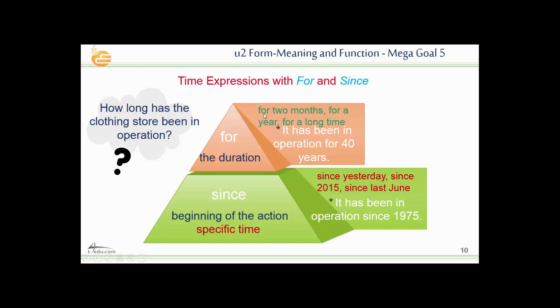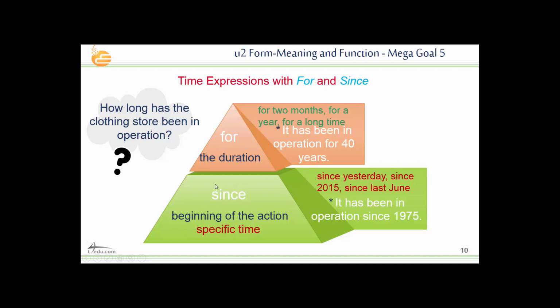If we see here for plus 2 months, we don't know when. For a year, a complete year, but we don't know which year. For a long time, okay? So here's a duration. For example, it has been in operation for 40 years. As you see here, it's a number, 40 years duration. For example, I can say, I have taught English for 12 years. But you don't know when, in which year. You don't know the exact time.